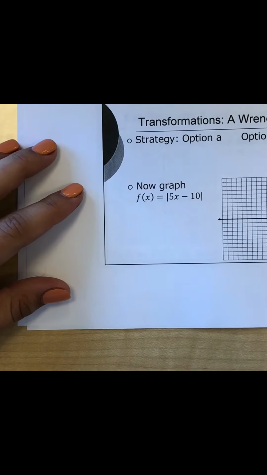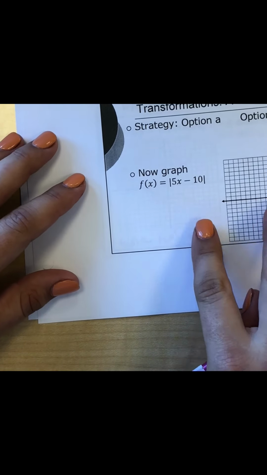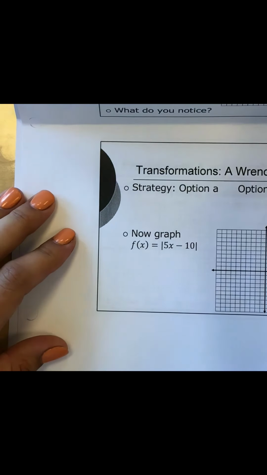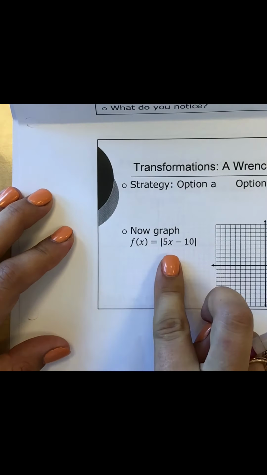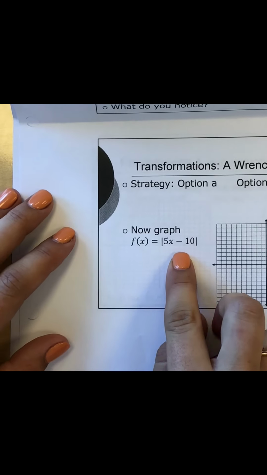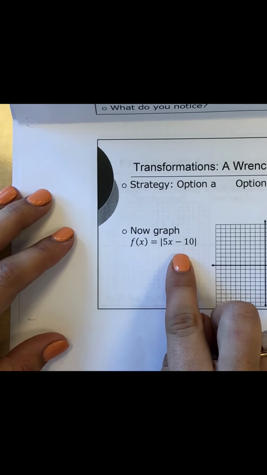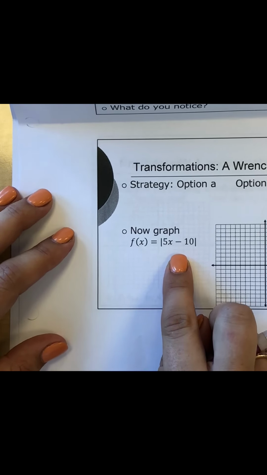I want to do this. These are backwards. We'll change this to 2. All right, so here, consider f of x equals absolute value of 5x minus 10. So the vertex of this, where do you suppose it'll be?